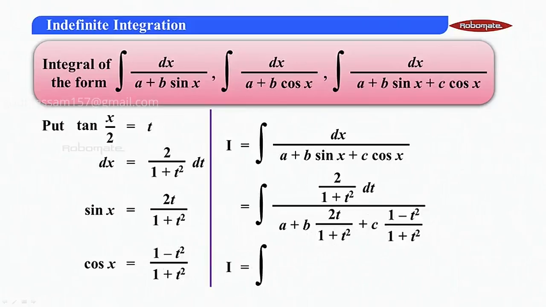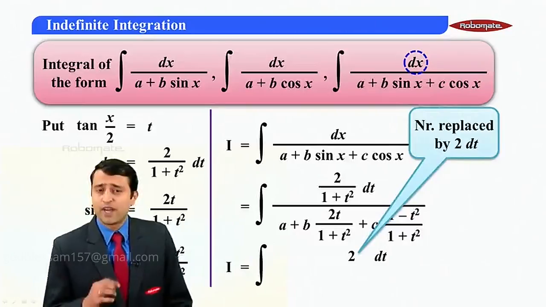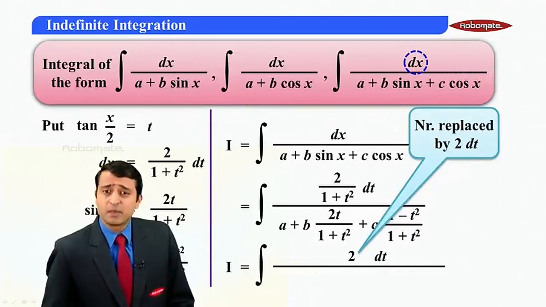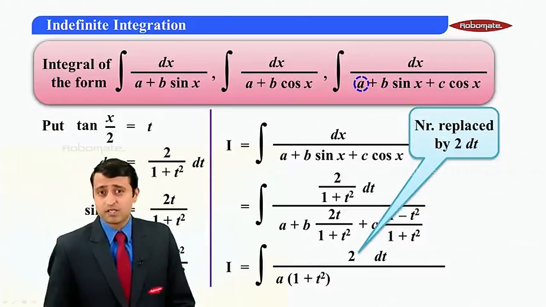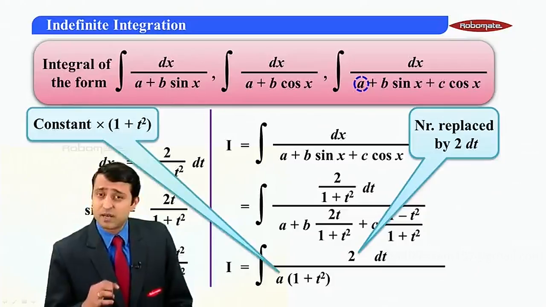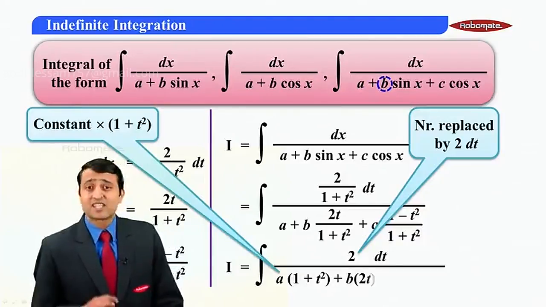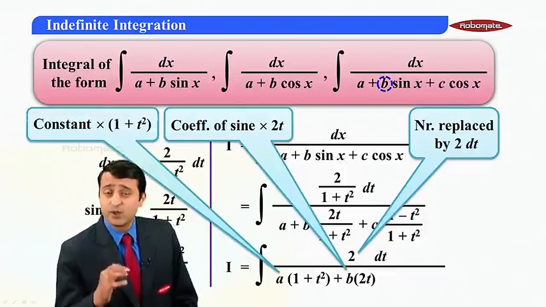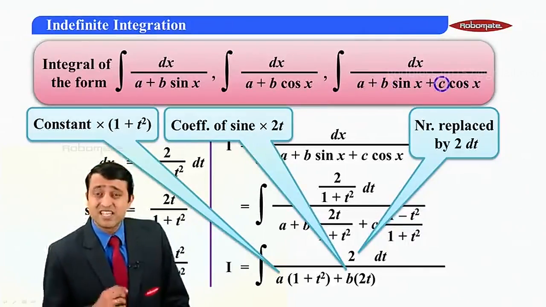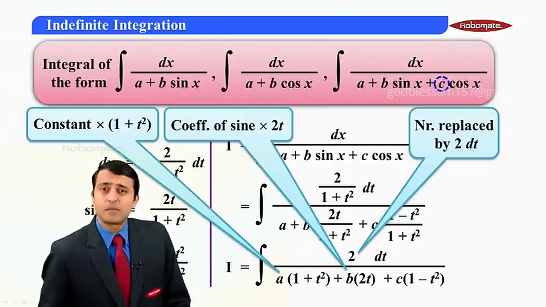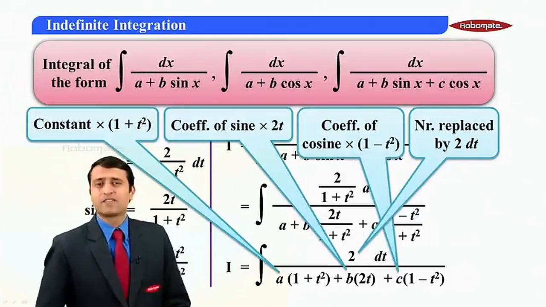If I take LCM, the numerator will become nothing but 2 dt. In the denominator, a is getting multiplied with 1 plus t square. So can I say the constant term gets multiplied with 1 plus t square? Likewise b gets multiplied with 2t. So can I say that the sine term, the coefficient of sine, gets multiplied with 2t? And likewise, if you see students, c, which is coefficient of cos, gets multiplied with 1 minus t square. That is nothing but coefficient of cos is getting multiplied with 1 minus t square.